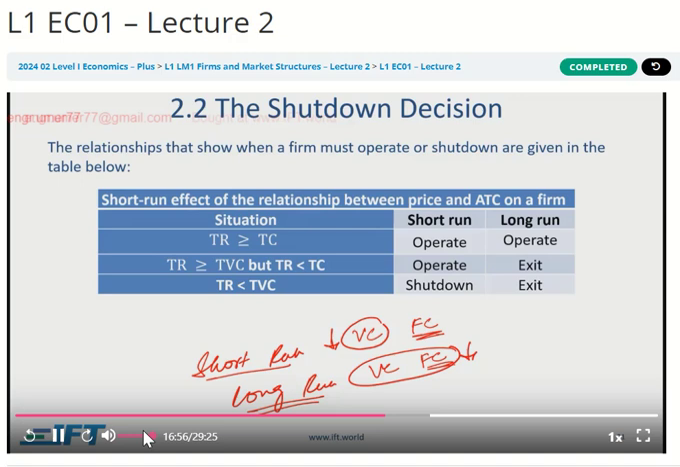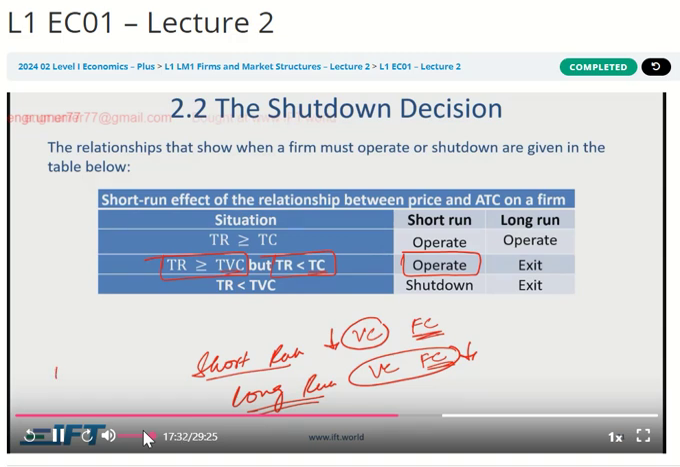So what we're talking about over here is that, let's say your revenue is greater than your variable cost, but it is not covering all of your costs. So it's not covering your total cost, which includes both variable and fixed, but it is covering your variable cost. In that situation, we will continue to operate in the short run because at least it is covering our variable cost and it is contributing something towards covering our fixed cost.